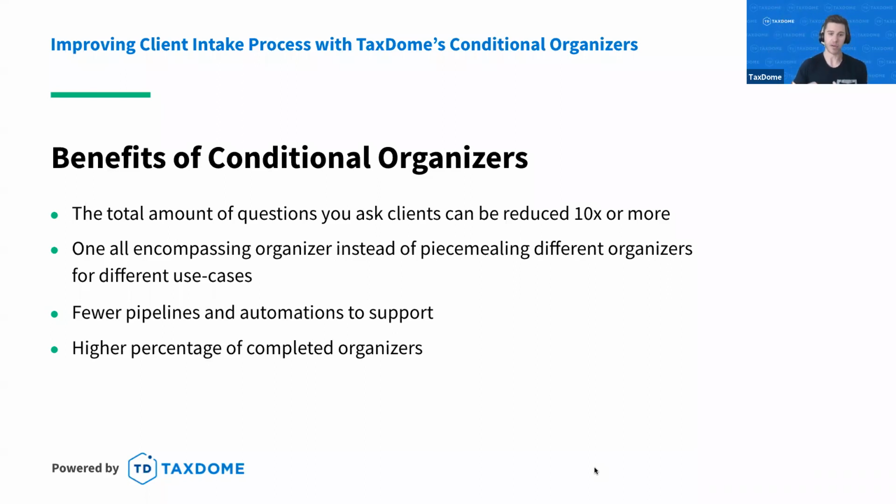This dovetails with the rest of the system because you're going to have fewer pipelines. So we've heard that sometimes people have a returning client pipeline and a new client pipeline. You don't need to do that anymore because you can simply have a question in the beginning of the organizer: are you new or are you returning? And then the flow of questions can be completely different, all within the context of one organizer. At the same time, fewer automations for you to support. You're not going to have if this, then that.